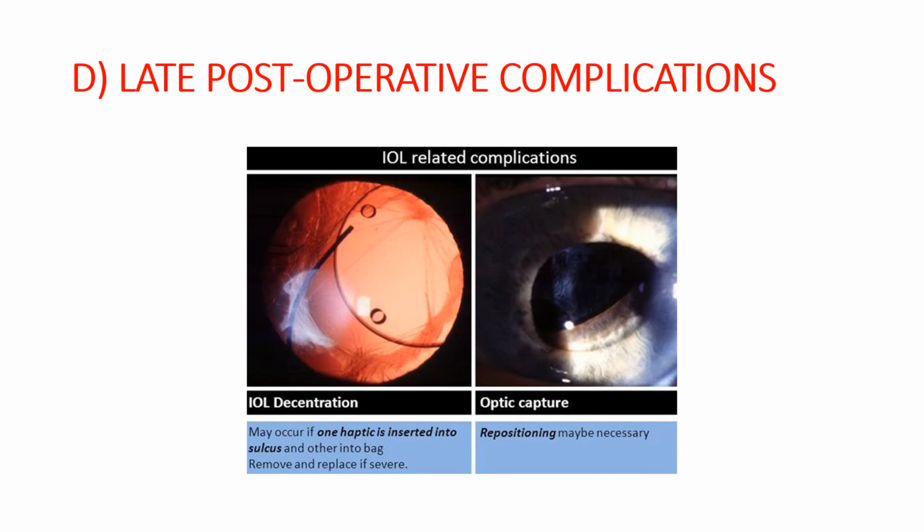The first picture here shows IOL decentration. It can happen if one haptic is inserted into the sulcus and the other into the bag. So this needs to be removed and replaced again. The second one is the optic capture, which I was talking about. Here you can see a part of the optic is resting on the iris. So this is optic capture of the pupil. Again, here we need to reposition the lens in the bag or in the sulcus.